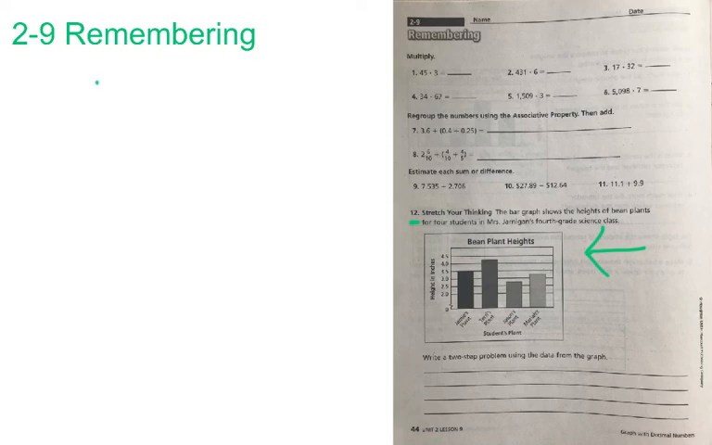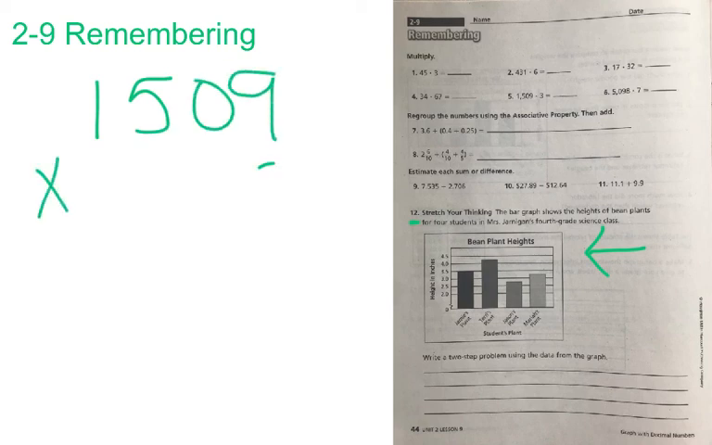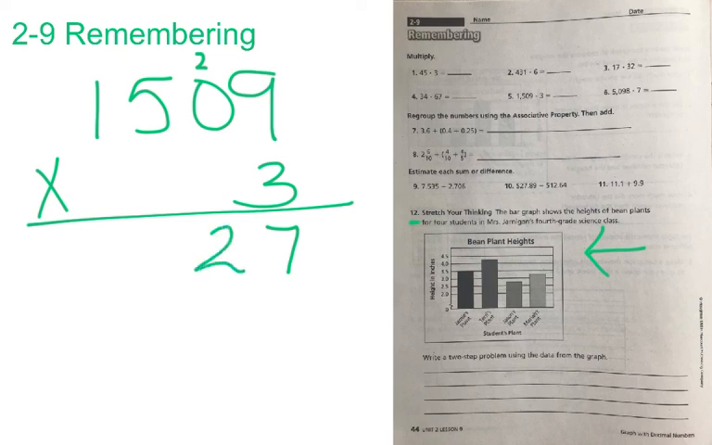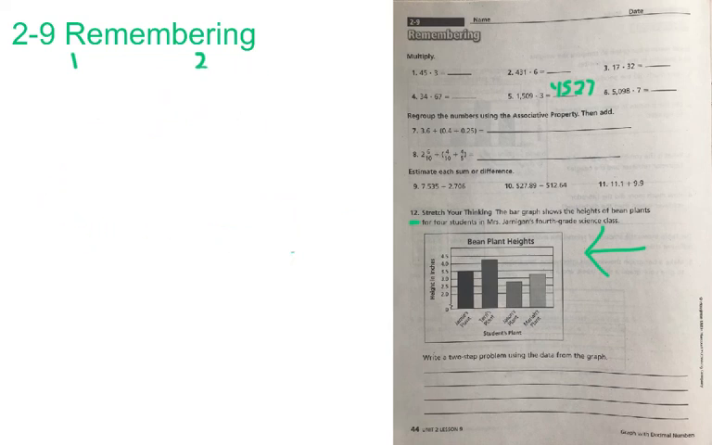We have 1,509, and we're multiplying that by 3. Okay, biggest thing is lining it up and making sure that you're carrying correctly. 9 times 3 is equal to 27. Put down your 7, carry your 2. 3 times 0 is equal to 0, plus 2 is equal to 2. 3 times 5 is equal to 15. Put down your 5, carry your 1. 3 times 1 is equal to 3, plus 1 is 4. And so your answer is 4,527.